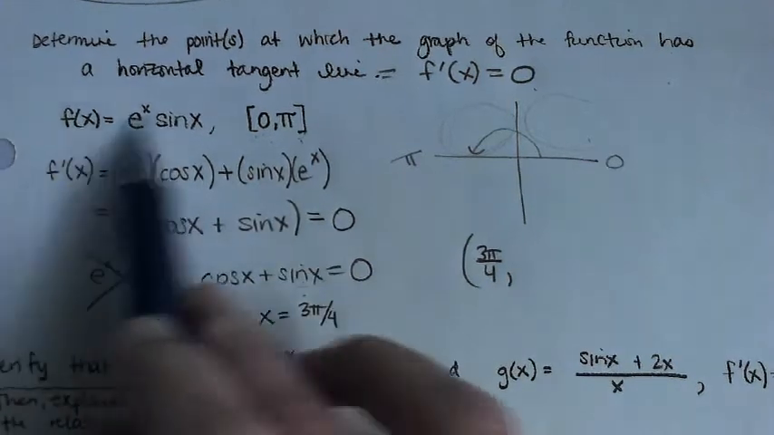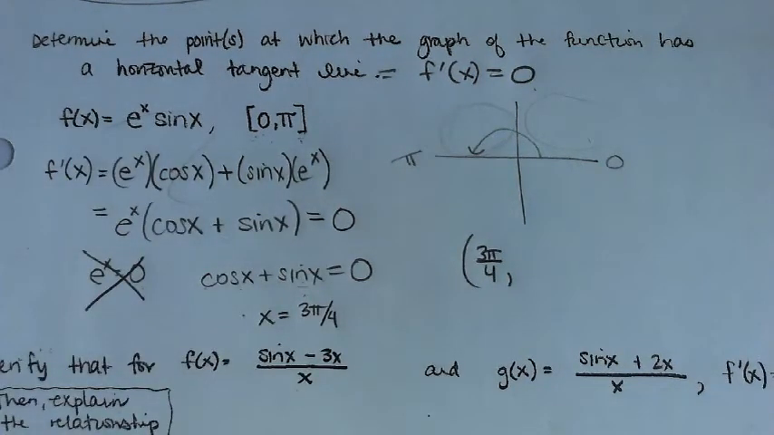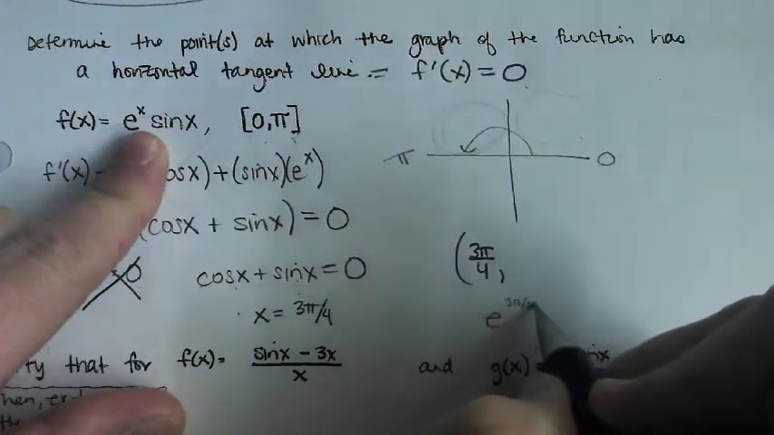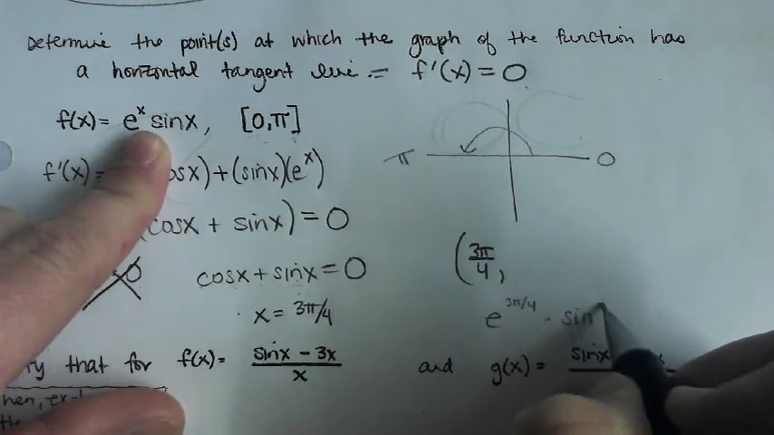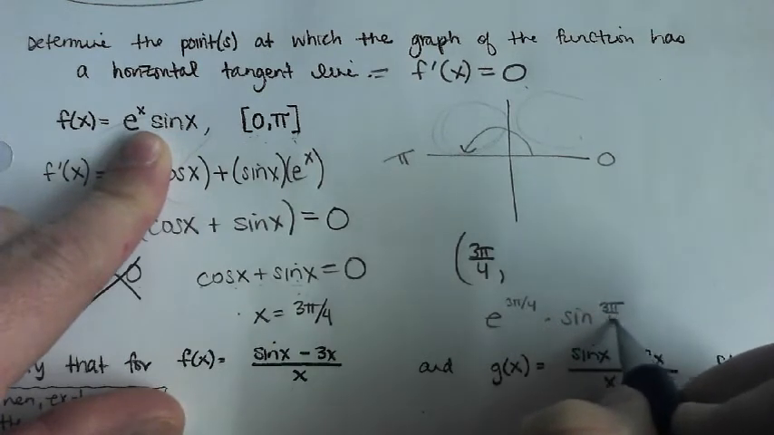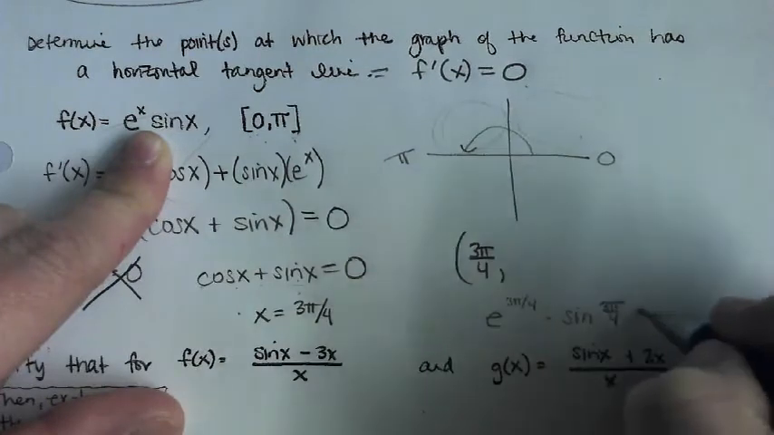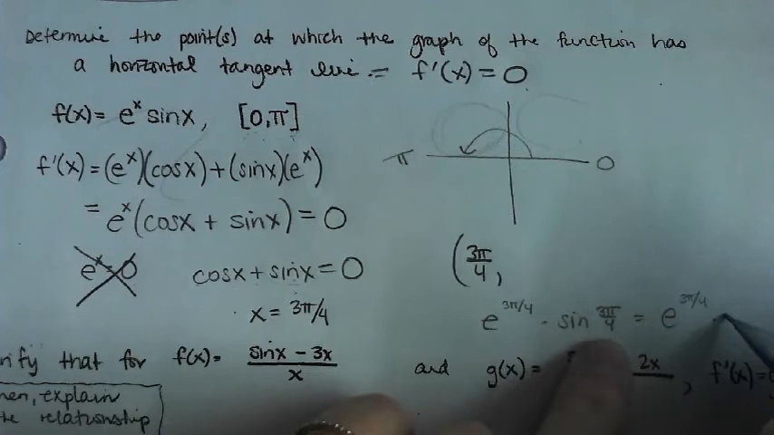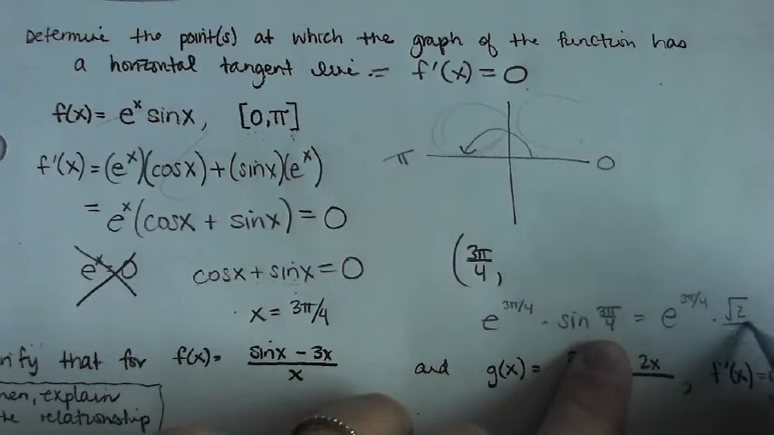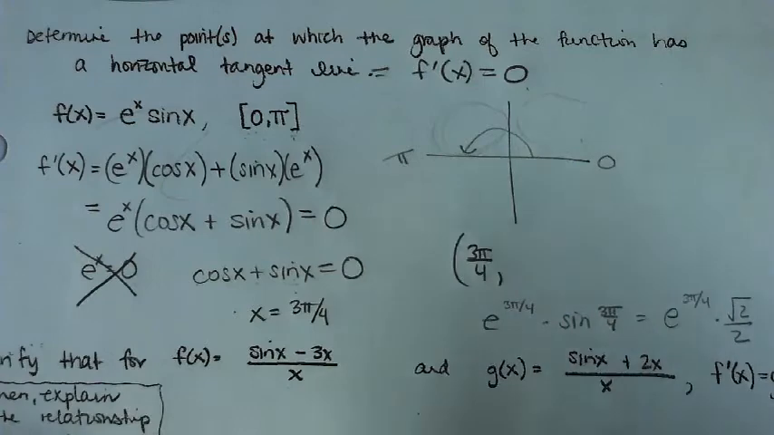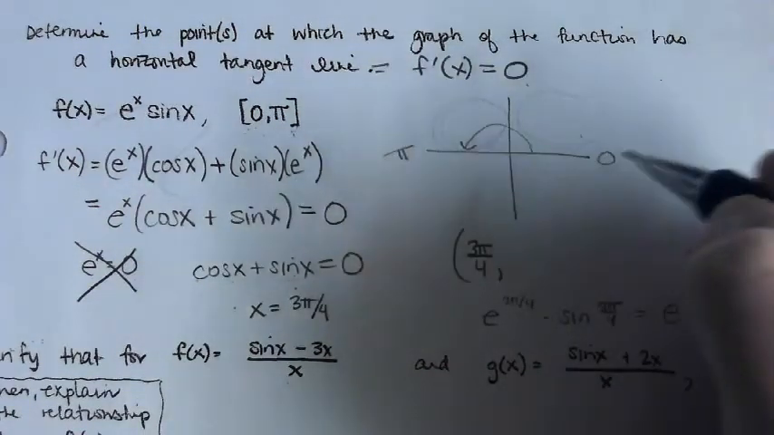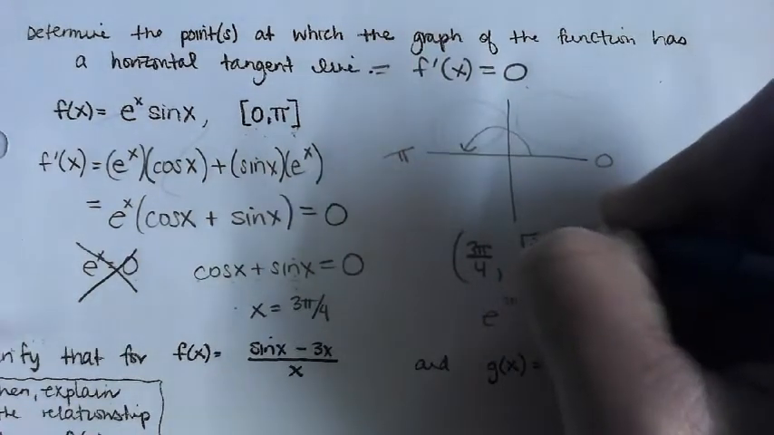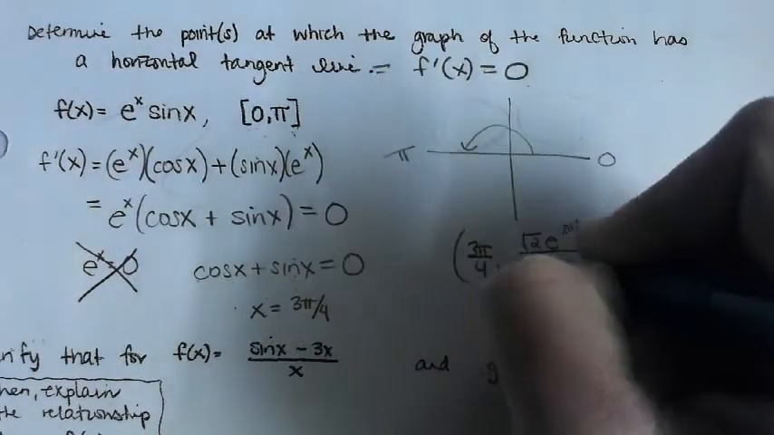Well, I see an x in a gazillion places. Are you really going to put it all in all those places? The original function, correct. So I'm going to do e to the 3 pi over 4 times the sine of 3 pi over 4. Not going to be pretty. It's just going to be e to the 3 pi over 4. Can't do much with that. Times root 2 over 2. So that's the ugly y coordinate that I have to live with. I'm going to write it as root 2 e to the 3 pi over 4 over 2.